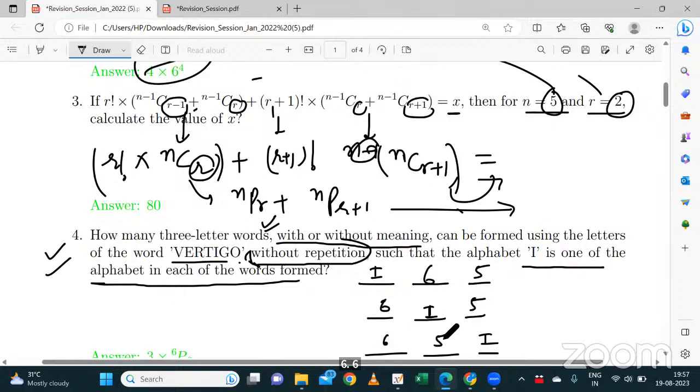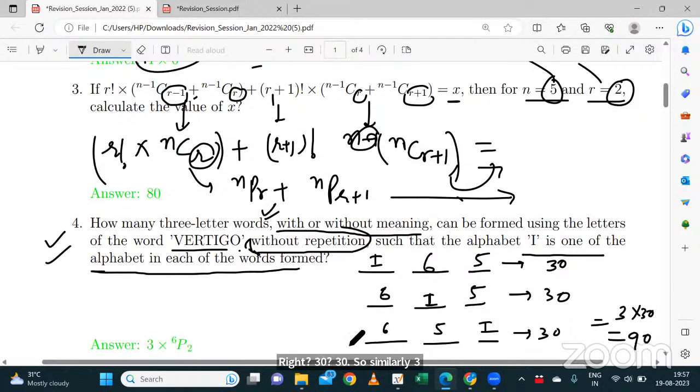Similarly, 6 and 5. So we have to use that, which is nothing but 30, right? 30. So similarly 3 into 30, that's 90, which is the answer. Okay, it's the 6P2. So what is the 6P2?